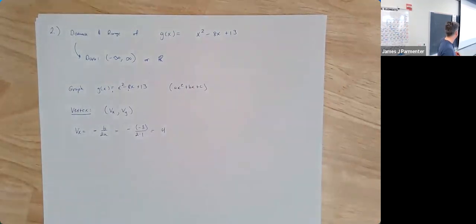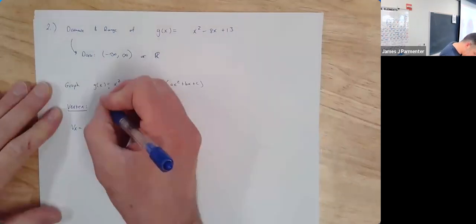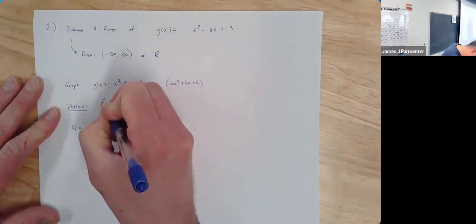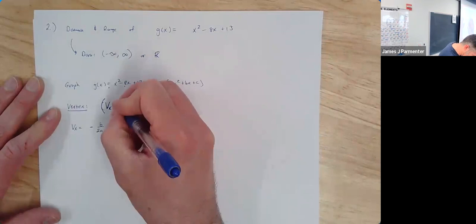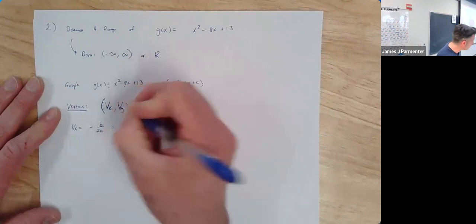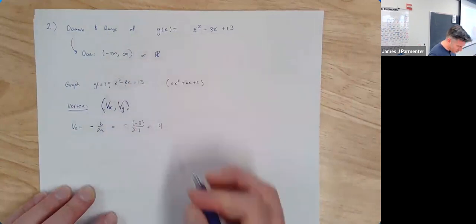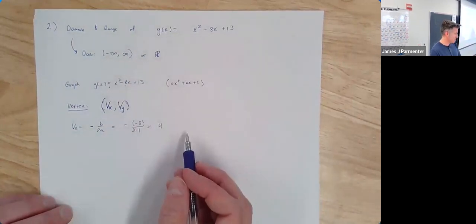Question: I can't see the vertex, like above the v. Oh, that says parentheses v sub x and v sub y. Sorry. I need to write bigger, I think, is what I really need to do. That's a v with an x as a subscript, and that's a v with a y as a subscript. So there's our v sub x, it's just 4.